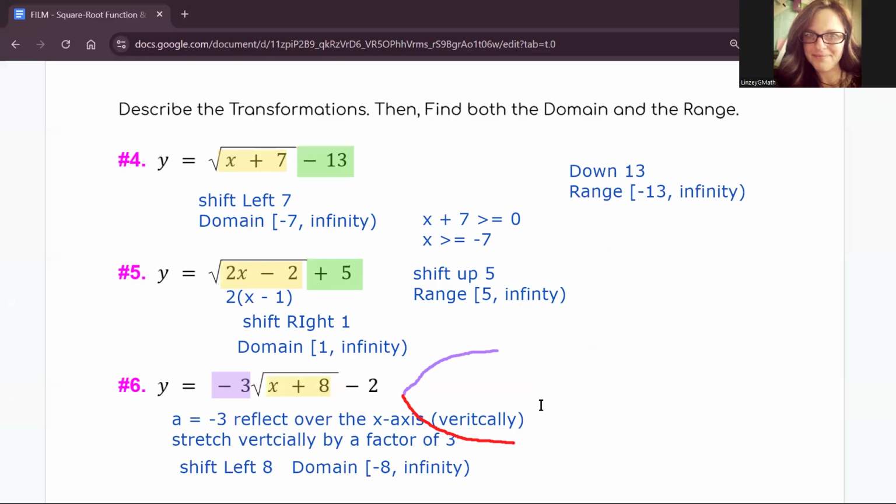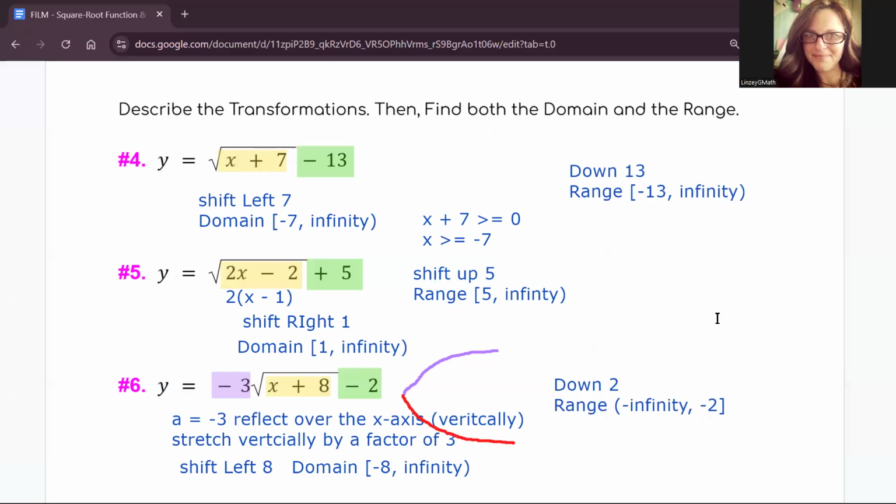And then our range, -2 is going to shift the graph down 2. So then our range will start at -2, and rather than going up to positive infinity, we're going down to negative infinity. Oh, so I should switch those. Negative infinity is less. Negative infinity goes on the left. Left is less. Up to -2.